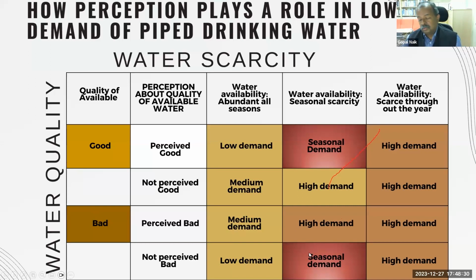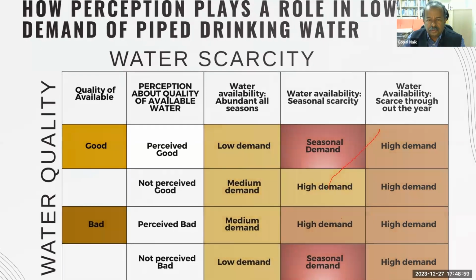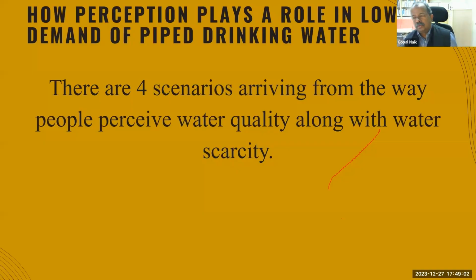So of course, you can always look at other scenarios and see what is the current situation for a given habitation, given these different dimensions. So using these, we can categorize some habitations as having high demand, some low demand, some medium demand, and some seasonal demand. So you can see there are four different types of scenarios arising from the way people perceive water quality along with the scarcity of water.